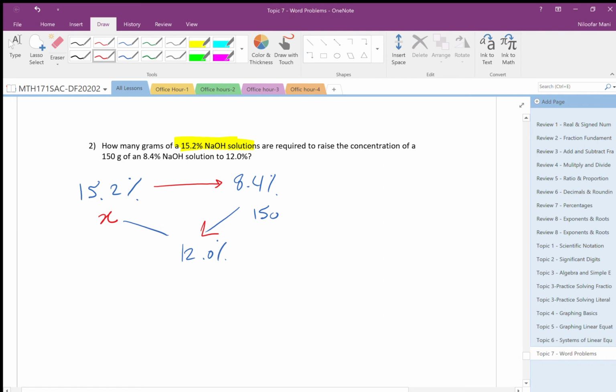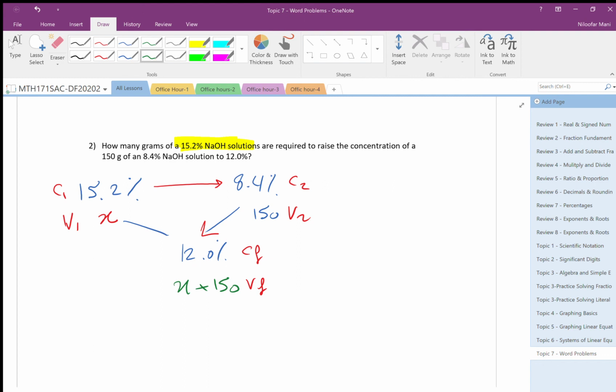So this is V1, this is C1, this is V2, this is C2, this is C final. How about V final? It says x must be added to 150, so this is x plus 150. So you have to read the question and understand what is going on. At the beginning, yes, it's a mixture problem. Then you can read a second time and visualize. What's going on? What do you have?